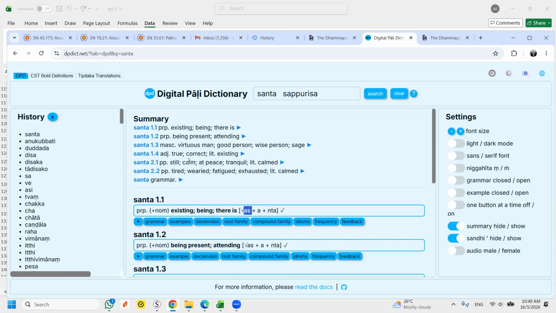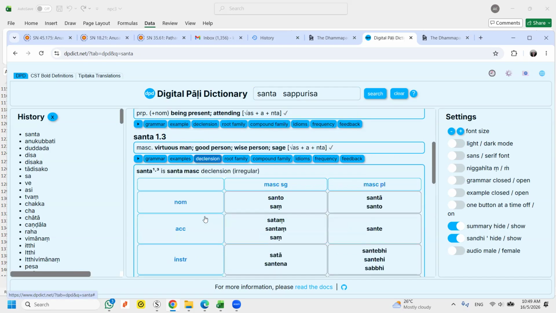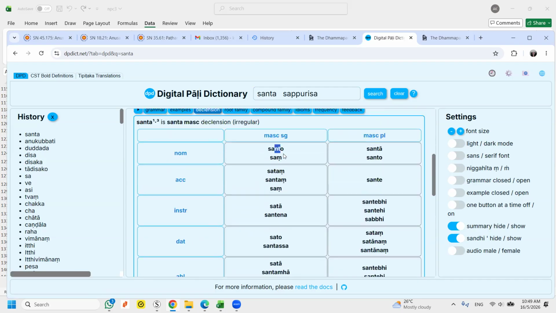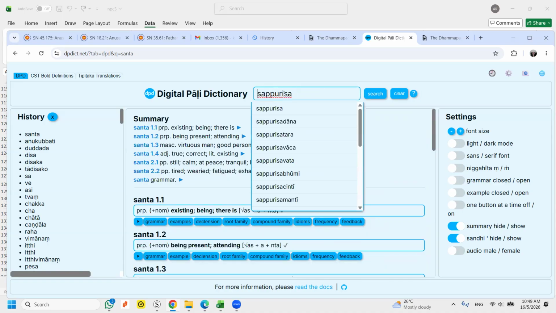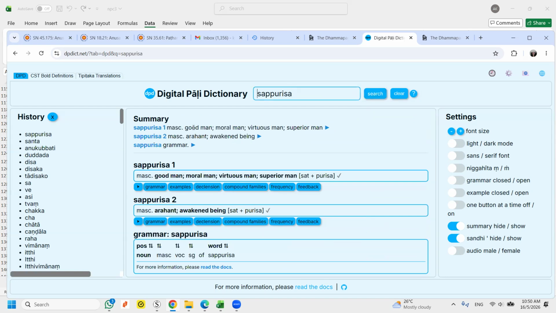If you do a declension of santa, this is the declension. Can you see that there are two stems? All the NT forms are one stem. So Sapurisa refers to a good person. Same, because this is a good person. Sapurisa is also a good person.